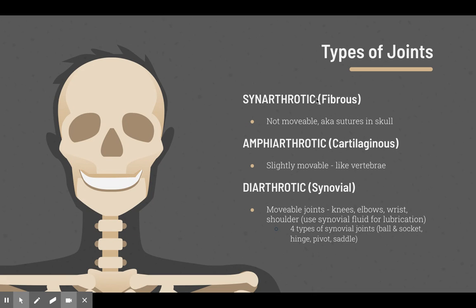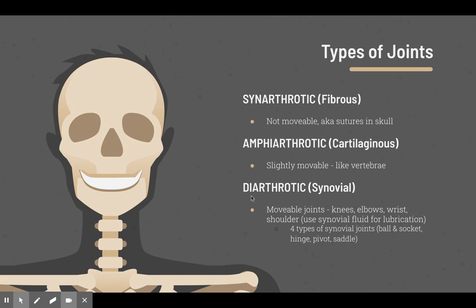You have non-movable, which are also called synarthrotic or fibrous joints. These are like sutures in the skull. The sutures are the things that connect the bones in the skull together. You have amphiarthrotic, which are slightly movable, kind of like your vertebrae. Your vertebrae have lots of cushioning in between them. You can move your back, and these are also called cartilaginous.